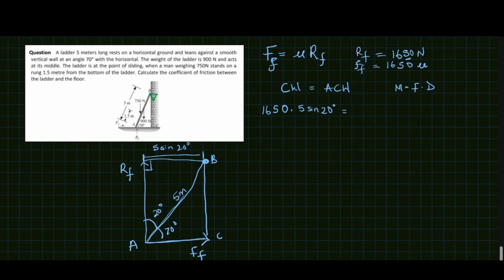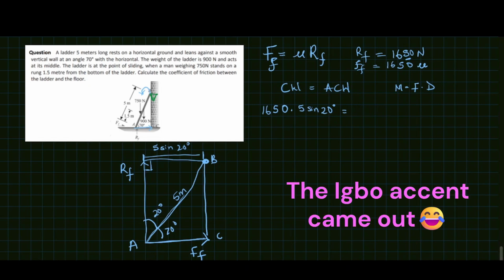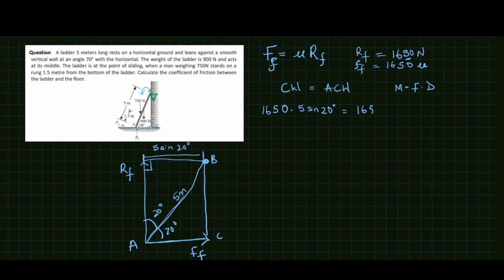You see, the frictional force is pulling the ladder in, therefore it's taking B in the anti-clockwise direction, is pushing it in, causing B to push out. So you can just imagine it, just think about it. So you're going to have the frictional force, which is now 1650 times the coefficient of friction.